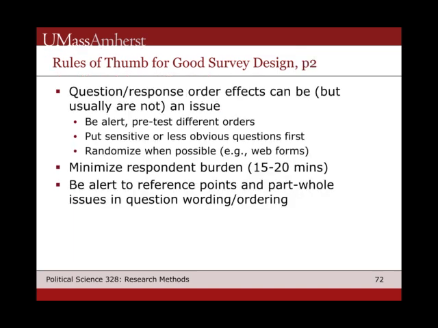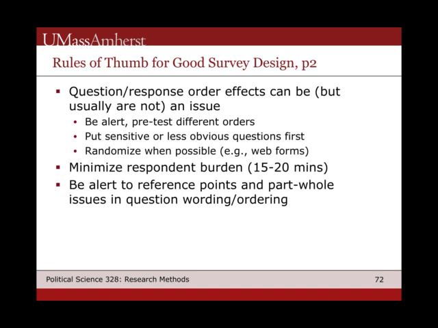Another thing to be aware of, of course, are question and response order effects. They usually aren't an issue, but you need to be alert. Pre-test different orders, or at least discuss how different orders might work. Put sensitive or less obvious questions first. If you are asking a bunch of questions about race, you want the more implicit, less obvious questions about race first before you ask people, are you a racist or not, right? You don't want to alert them that that's what the survey is actually about.